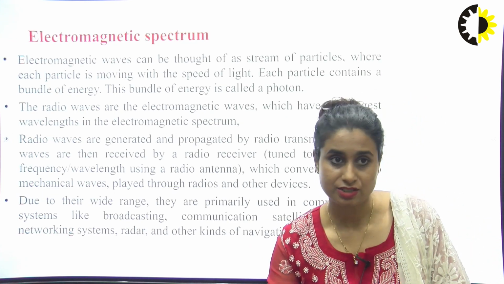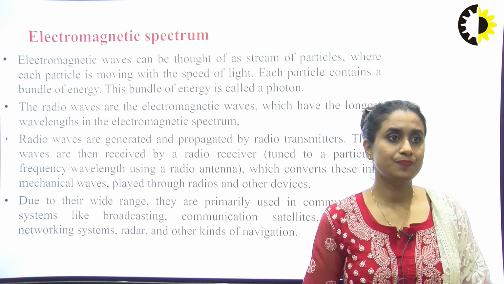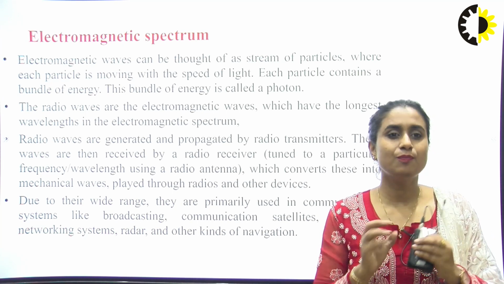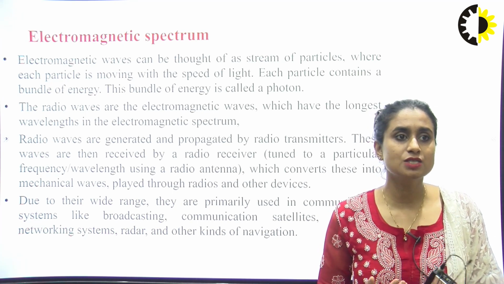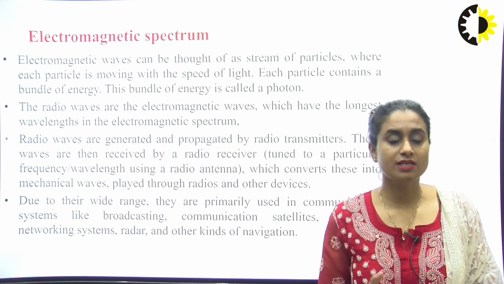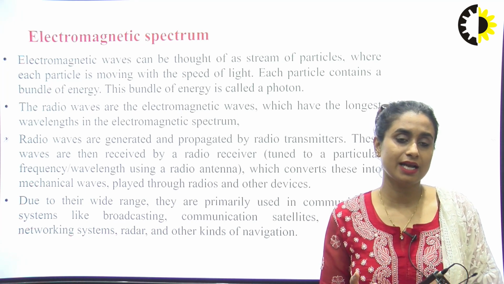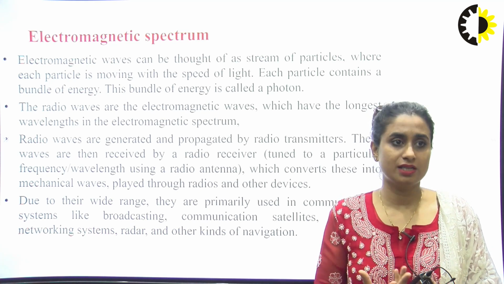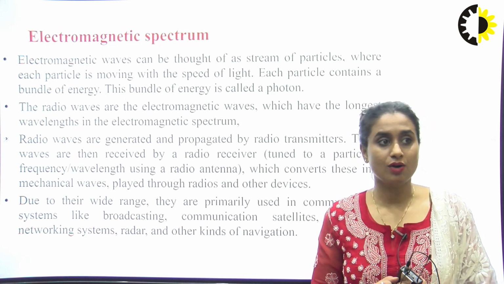First of all, what is the electromagnetic spectrum? Electromagnetic waves can be thought of as a stream of particles where each particle is moving with the speed of light. When it is moving with the speed of light but is a particle, then it is a bundle of energy, and this bundle of energy is called a photon.